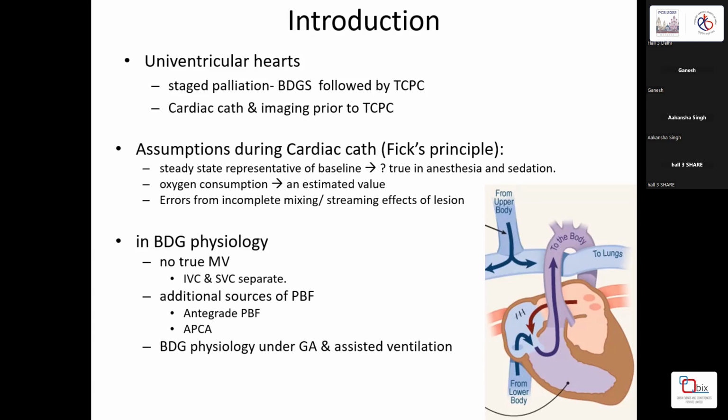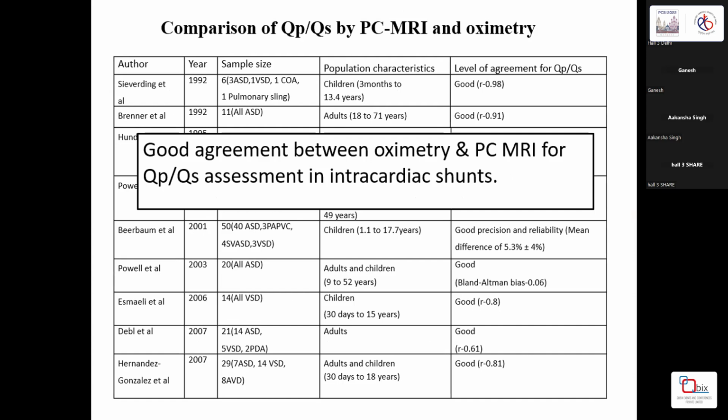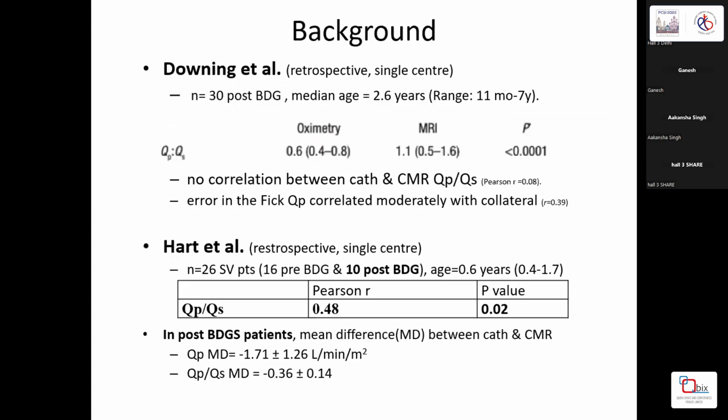Now coming to BDG physiology, applying the Fick principle is even more challenging because there's no true mixed venous circulation. The IVC and the SVC are separate. And pulmonary blood flow is from the BDG, antegrade pulmonary blood flow and collaterals. BDG physiology under positive pressure ventilation and general anesthesia is different. Among modalities, as ma'am had described, phase contrast MRI is used for flow estimation, and it has been seen that for estimation of QP, QS in simple intracardiac shunts like ASD, VSD, it has good agreement with oximetry. However, in the BDG population, the data comparing cardiac MRI and oximetry flow is limited.